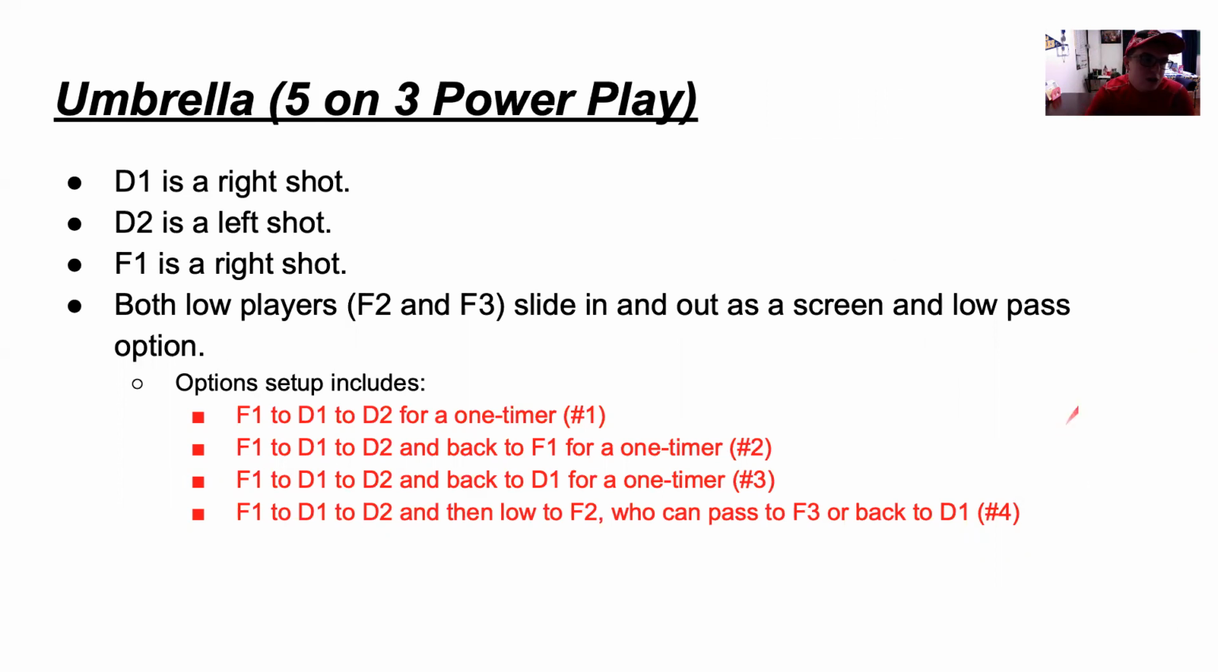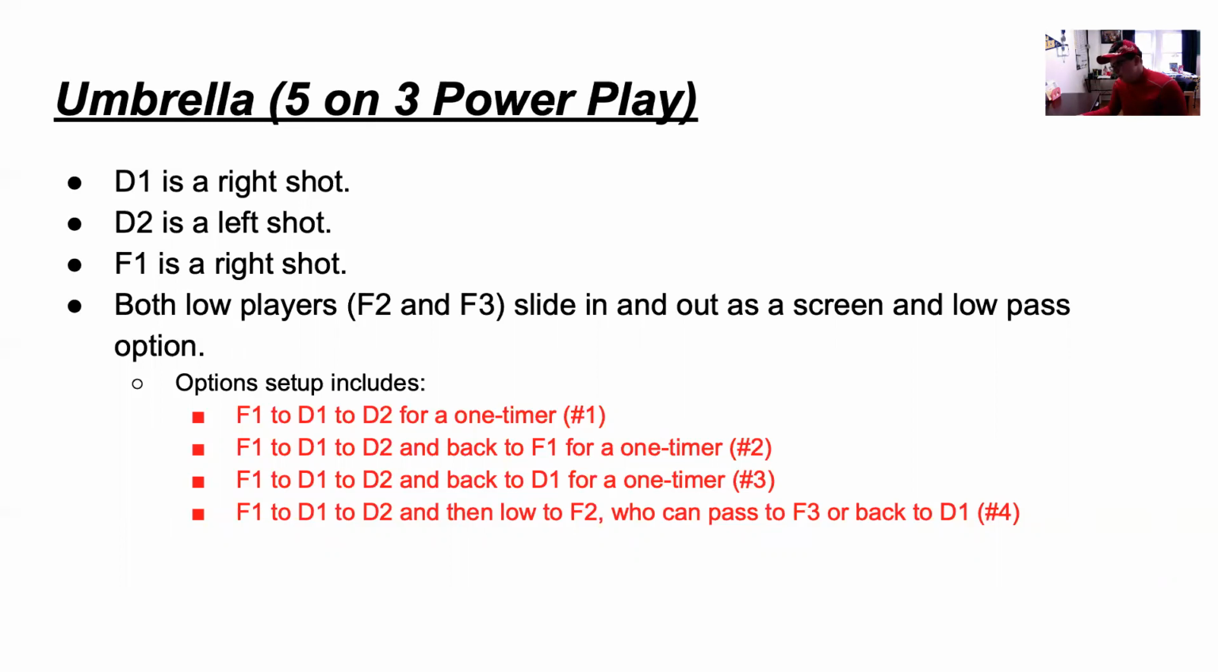D1 is a right shot, D2 is a left shot, F1 is a right shot, and both low players, F2 and F3, slide in and out as a screen and low pass option. There are four options. We have F1 to D1 to D2 for a one-timer, F1 to D1 to D2 and back to F1 for a one-timer, F1 to D1 to D2 and back to D1 for a one-timer, or F1 to D1 to D2 and then low to F2, who could pass to F3 or back to D1 for a quick shot or one-timer.